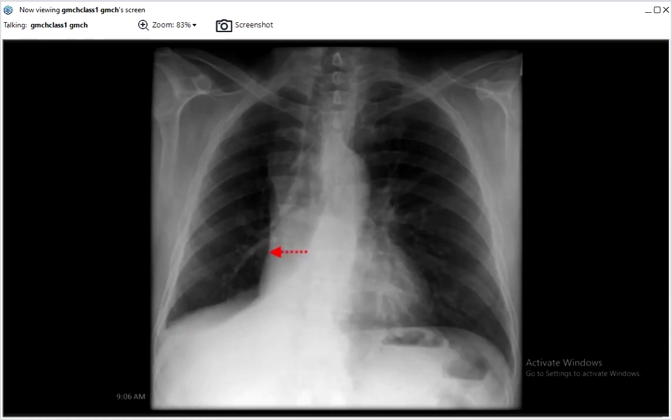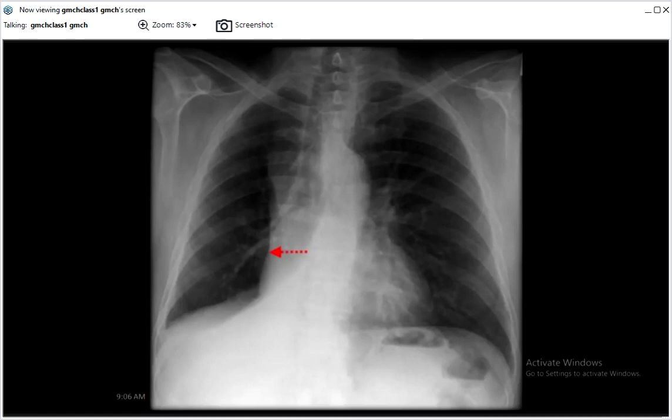Now, what are your differentials? You see, this area is wholly radio-opaque. This area is also radio-opaque. So when we discussed radio-opacities, what are the three things which come to your mind? It could be consolidation, collapse, or effusion.